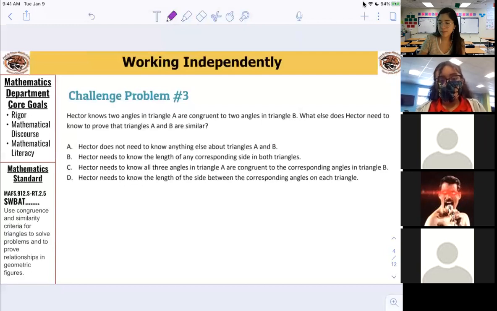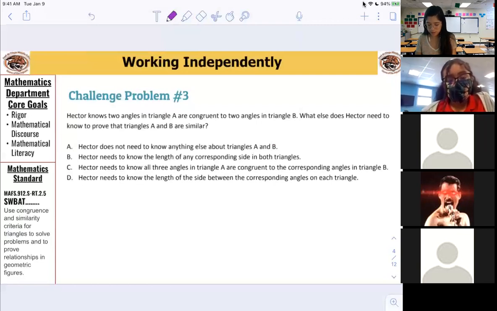A, Hector does not need to know anything else about triangles A and B. B, Hector needs to know the length of any corresponding sides in both triangles. C, Hector needs to know all 3 angles. Hector needs to know all 3 angles in what? Someone pick up where he left off. In triangle A are congruent to the corresponding angles in triangle B. D, Hector needs to know the length of the side between the corresponding angles on each triangle.